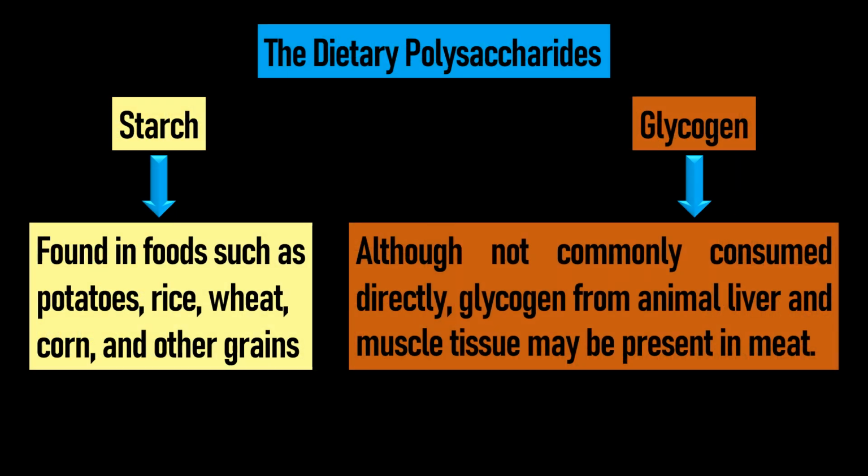The dietary polysaccharides include mainly starch and glycogen. Starch is found in foods such as potatoes, rice, wheat, corn, and other grains. Glycogen is not commonly consumed directly, but it can be obtained from animal liver and muscle tissue in meat. It does not constitute any significant portion of carbohydrate that we ingest. Polysaccharides which cannot be digested, such as cellulose, are included under the category of fibers. Here, we have considered only the digestible polysaccharides.